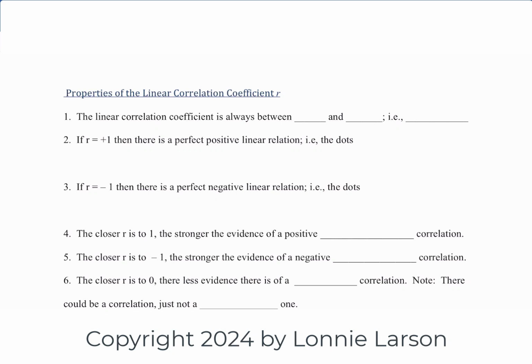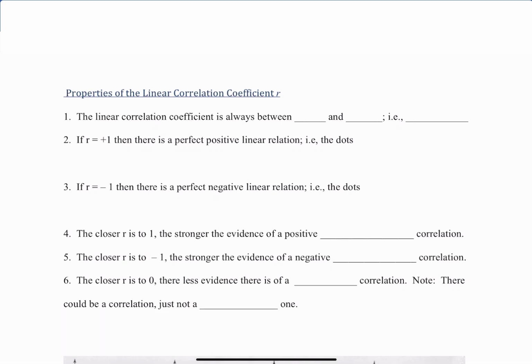What do we need to know about the linear correlation coefficient, other than that it's a lot of work to calculate by hand? First of all, the linear correlation coefficient is always between -1 and 1. In other words, -1 is less than or equal to r, which will always be less than or equal to 1.